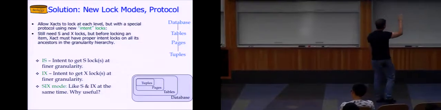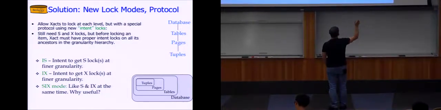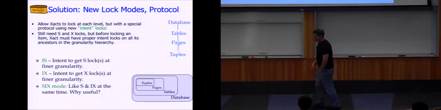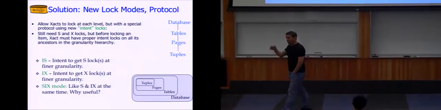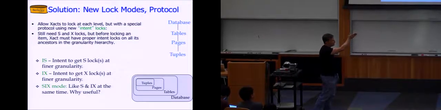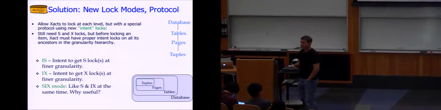So you always lock from the top down or from the outside in. So you take a lock on the database, and then from there you take a lock on the tables you're going to touch. From there, a lock on the pages you're going to touch, and there, locks on the tuples you're going to touch. Or you can stop earlier in the hierarchy. If you're going to use everything in a table, you'll just stop at the table level. You won't go down any further. We'll see how this works.